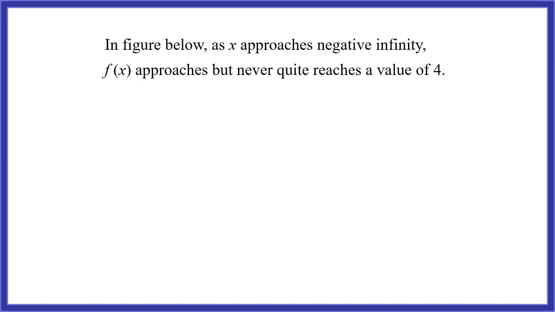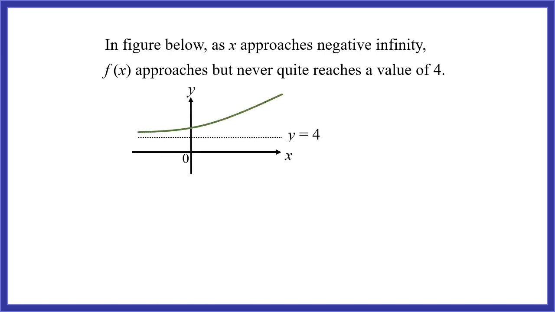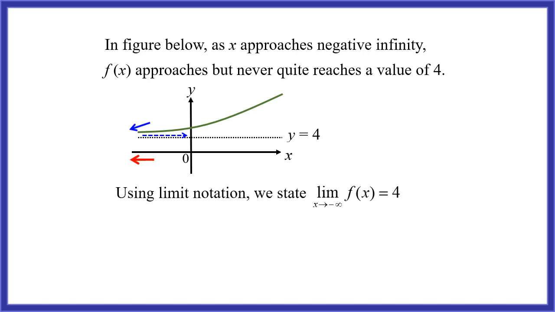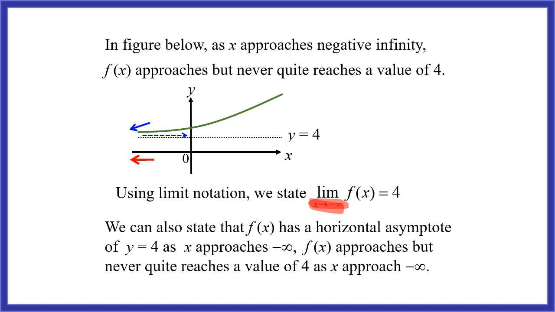Okay, in the figure below, as x approaches negative infinity, f(x) approaches but never quite reaches a value of 4. So y equal to 4 is the horizontal asymptote, just like the exponential and logarithmic functions, if we can relate. As x approaches negative infinity, going to the left, the function is going to y equal to 4, but it does not quite reach it. Using limit notation, we state the limit of f as x approaches negative infinity, going to the left side, is 4, just approaching 4. We can also state that f(x) has a horizontal asymptote of y equal to 4 as x approaches negative infinity. f(x) approaches but never quite reaches a value of 4 as x approaches negative infinity.